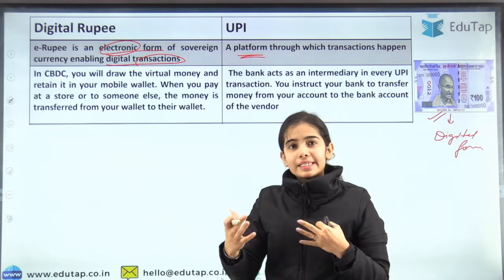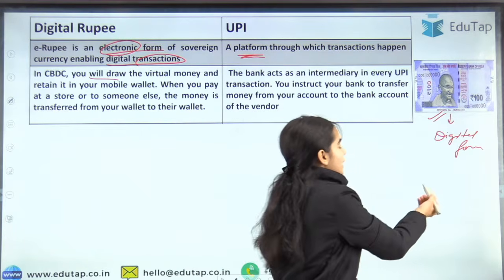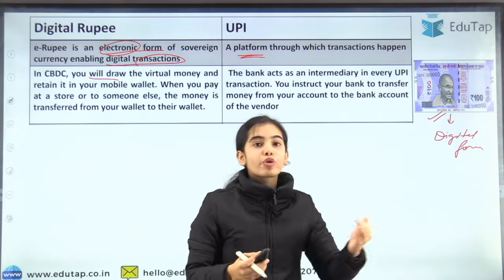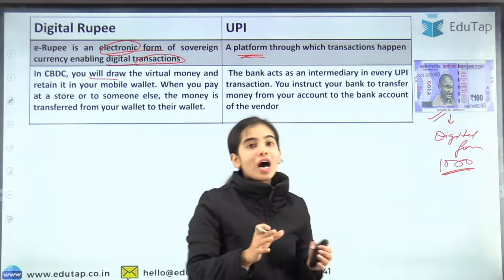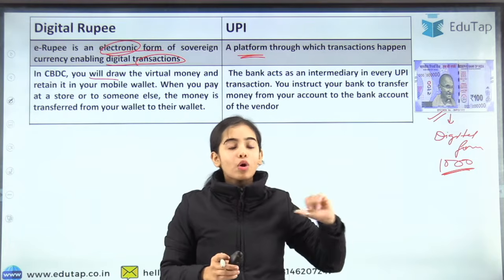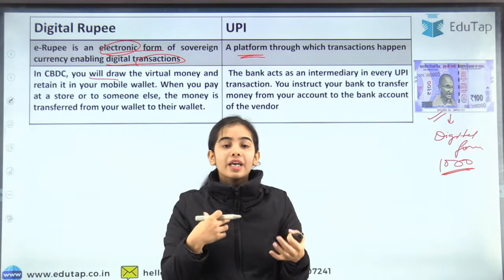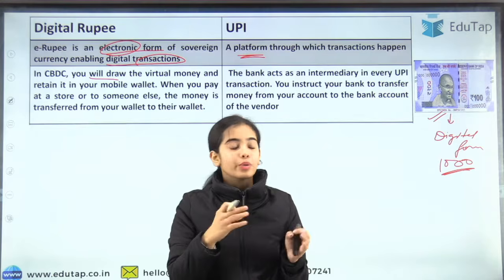To further understand this, in CBDC what will happen? First of all, take cash: you withdraw 1000 rupees from the ATM. Now this 1000 rupees you have in your pockets, in your physical wallet. If I want to buy something, like brown bread, I will give 100 rupees to the merchant and the merchant will give me the brown bread.